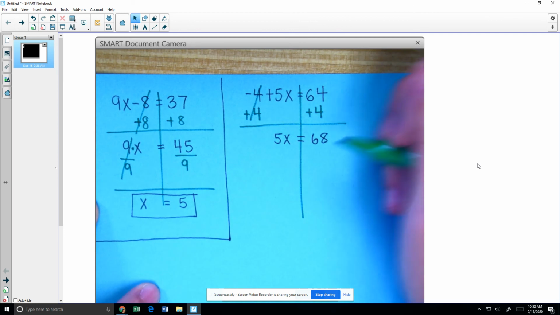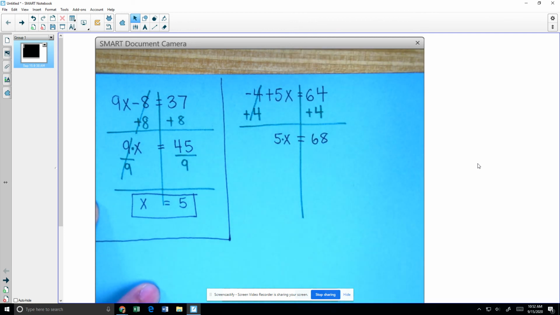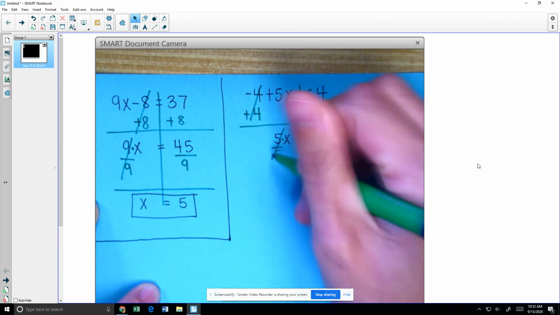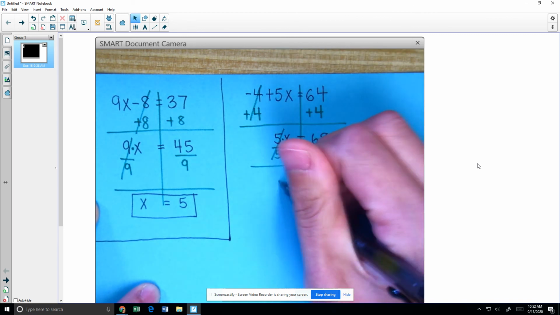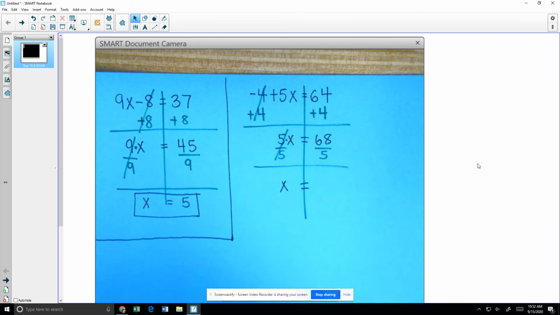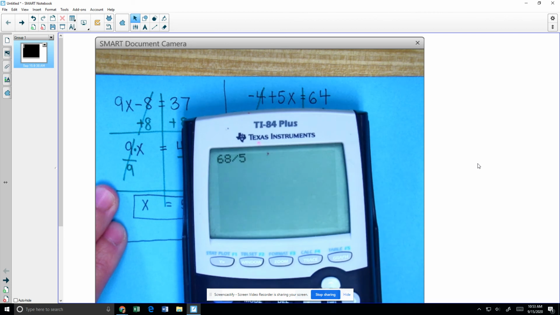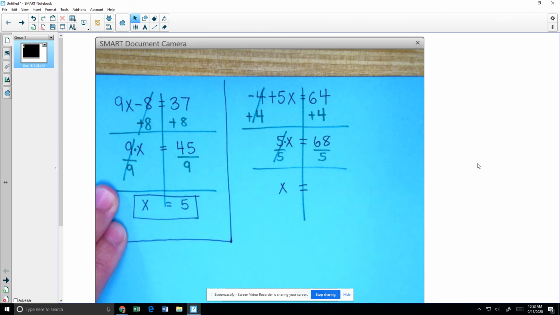It says divide 5. Yay, because it's 5 times x, right? Opposite of times is divide. So I'm going to divide both sides by 5. So I have x equals 68 divided by 5. Does not ring a bell in my head. So use your calculator. 13.6.